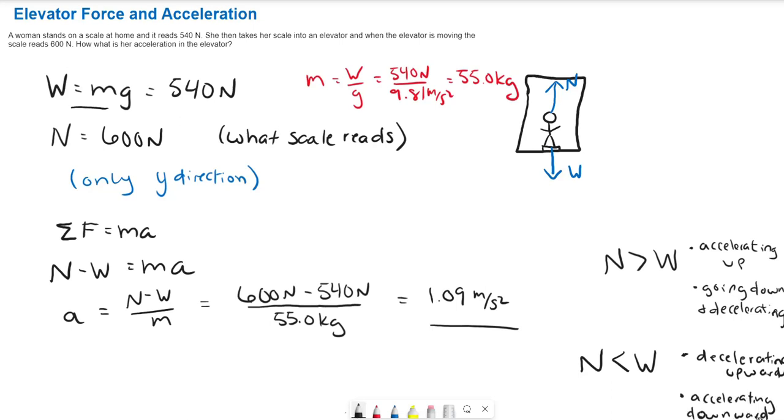And so that's pretty much how all of these basic elevator problems go. We'll go through another problem in another video where we're trying to find the force instead of the acceleration.